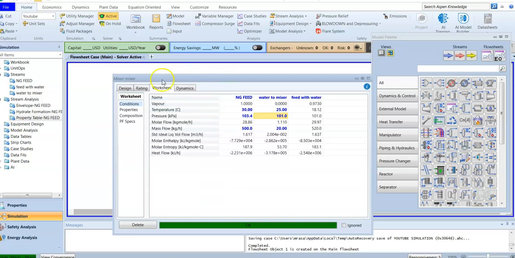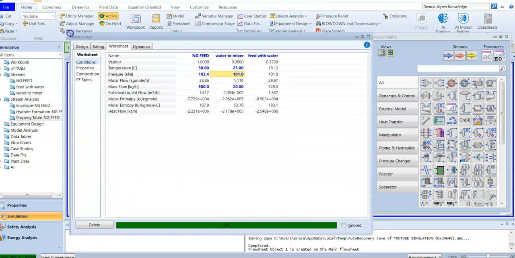The worksheet is mainly for the data entry for the equipment. So here you can have your inlets, which are natural gas feed and water to mixer. All the conditions will be displayed over here. You can change them, like if you want to change the temperature of the inlet. Instead of this one being 30 and this one 25, with the outlet here at 18, you can maybe increase this temperature to 40, and it will affect this one. If you look here, it's increasing.